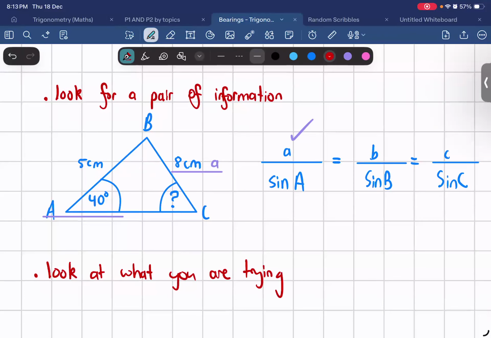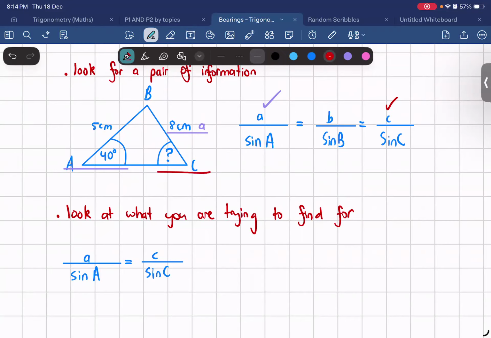Great. And the next step is to do the substitution. Let me just underline the C because we're trying to find C.